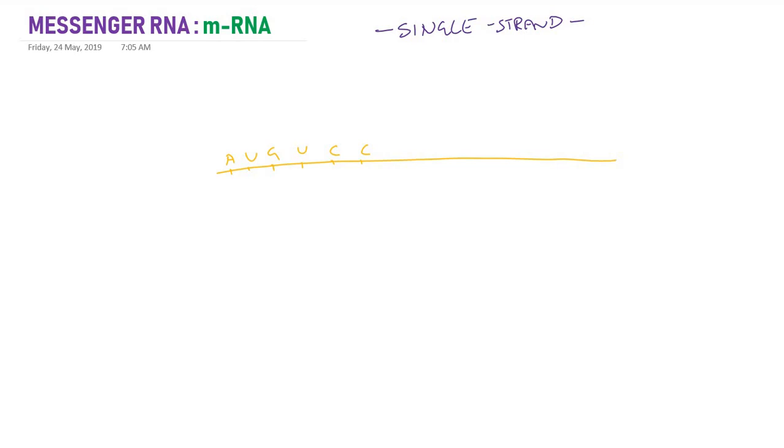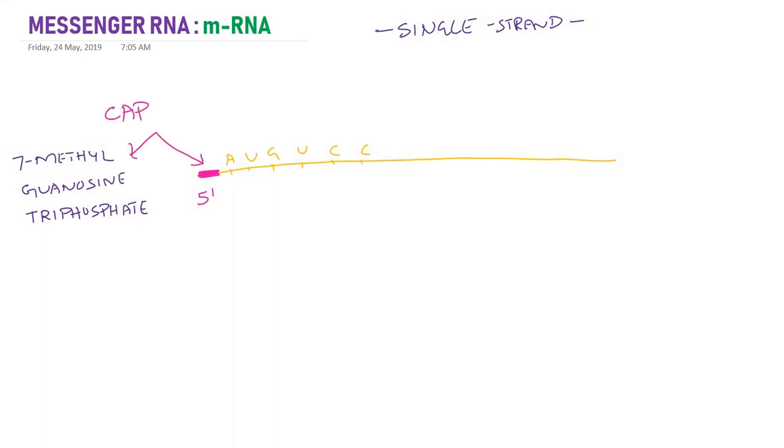Now the hallmark or characteristic features of messenger RNA. At the 5' end, it is capped. The messenger RNA at the 5' end has a base which is methylated, and this is called the cap. The cap is 7-methyl GTP, actually 7-methyl guanosine triphosphate. So the hallmark of messenger RNA at the 5' end is that it has a G which is methylated.